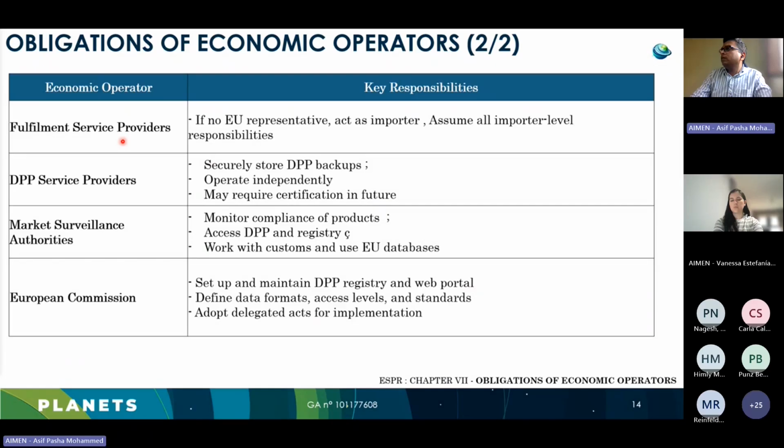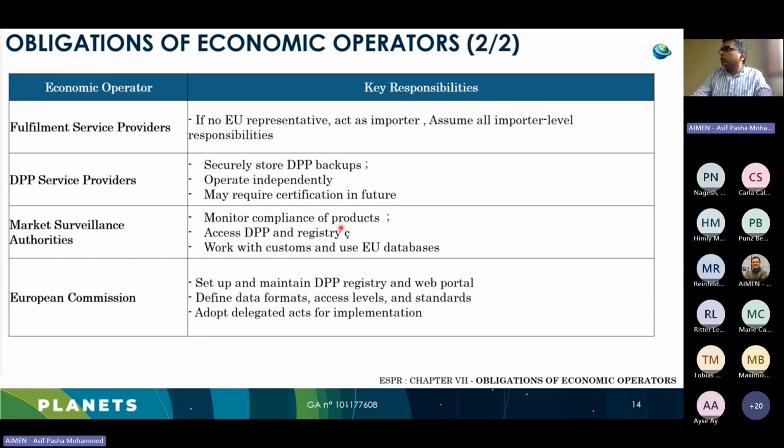And then we have the fulfillment service providers. So if there is no EU representative acting as an importer, this role will assume all the importer-level responsibilities. And we have the service providers who can securely store DPP backups, operate independently, and request certification if needed in future. And the market surveillance authorities have the role to monitor the compliance of the products, access the DPP and registry, work with the customs, and use EU databases.